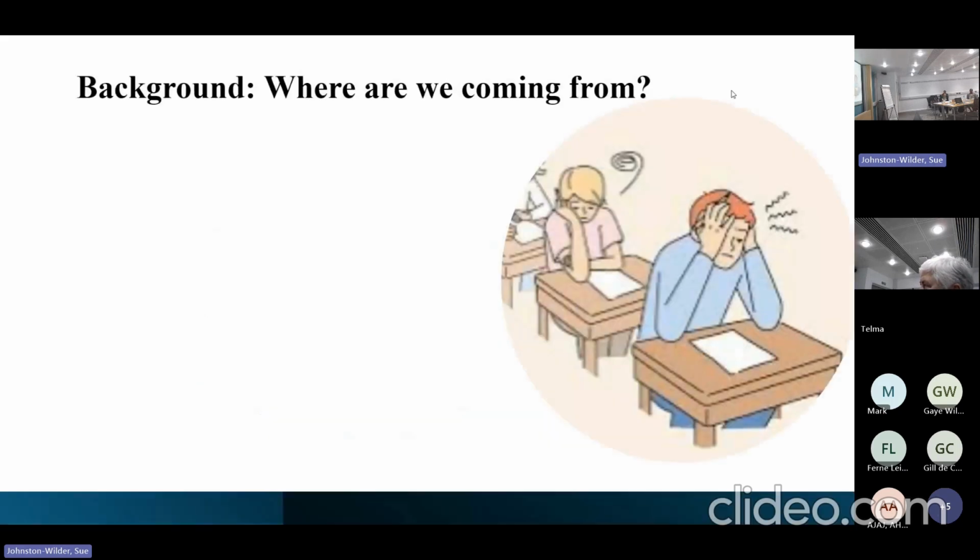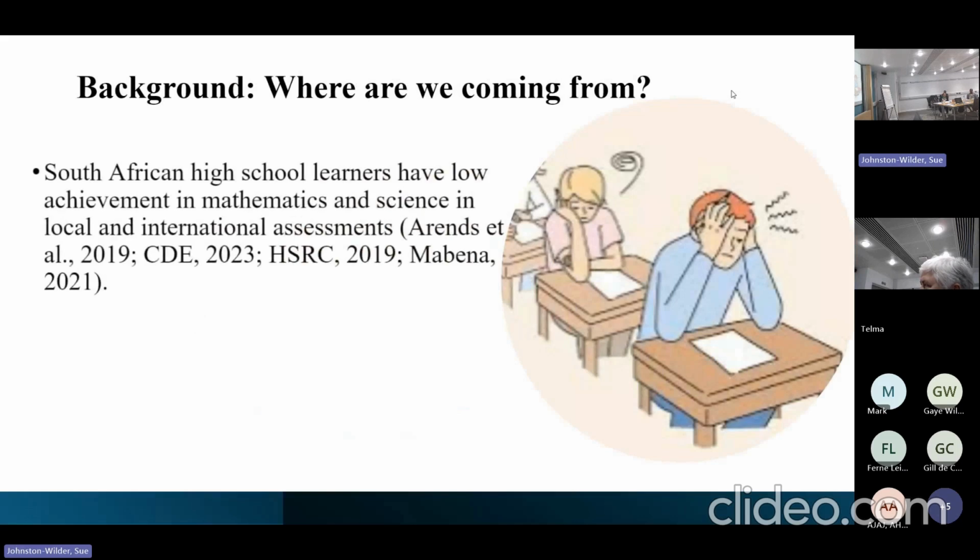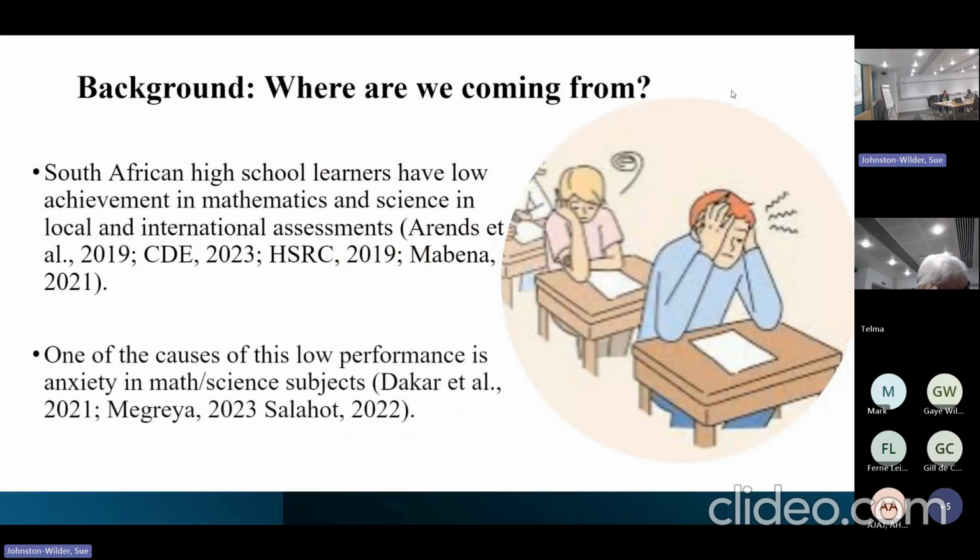So here we are. This is the student we find in our South African schools. And the learners have low achievement when it comes to mathematics and physical science. The physical science is to do with physics and chemistry, but it is considered as one subject in SA.